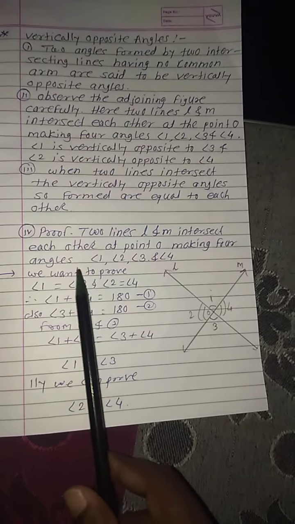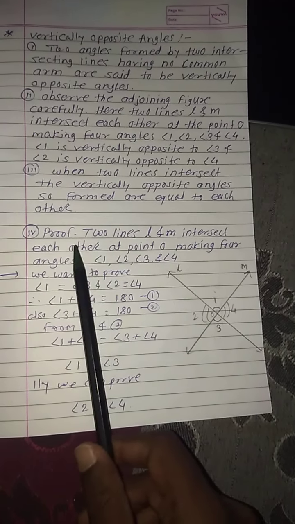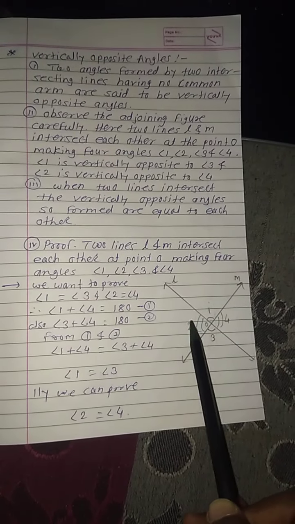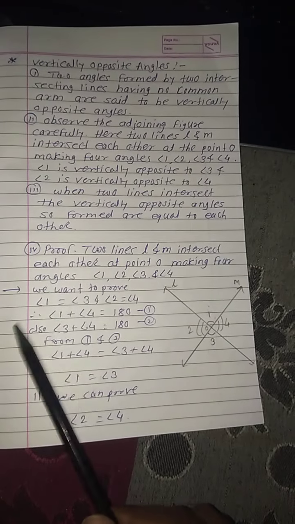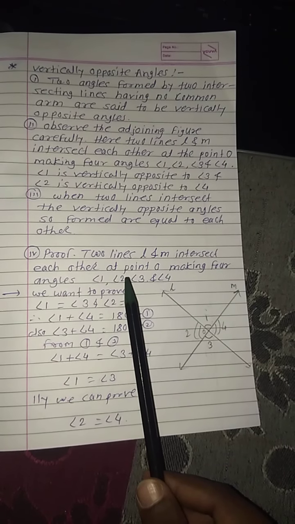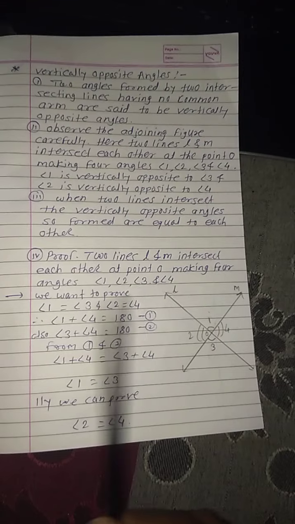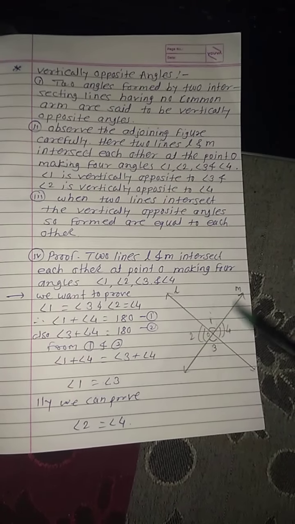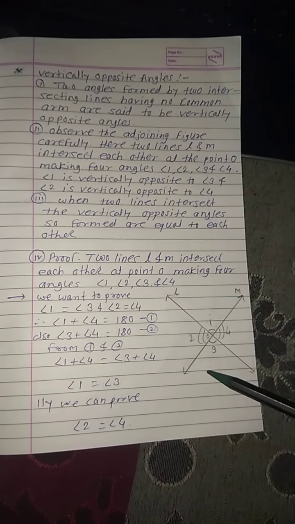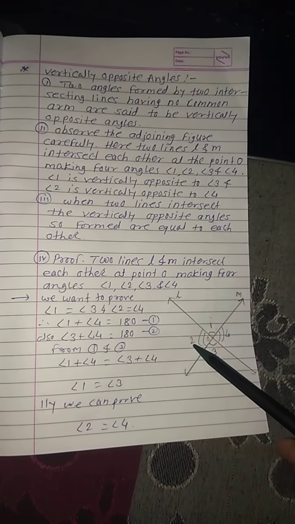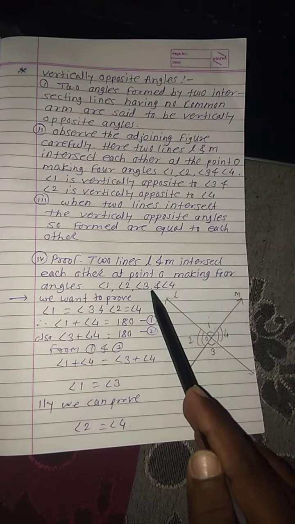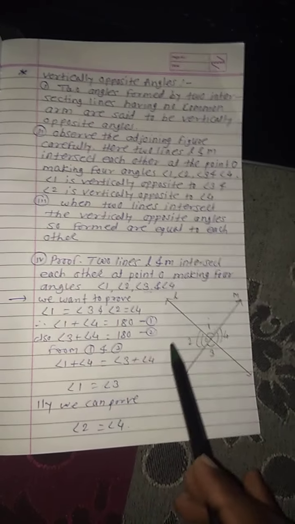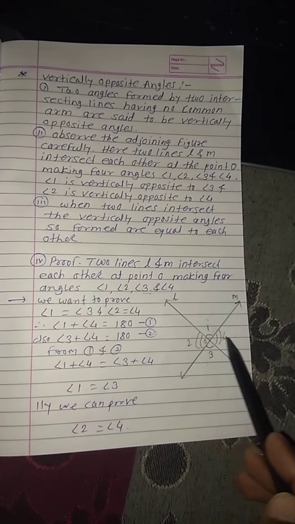Look at this diagram carefully. Proof: two lines L and M intersect each other at point O, making four angles 1, 2, 3 and 4. We have to prove that they have equal measurements. We want to prove angle 1 is equal to angle 3, and angle 2 and angle 4 have the same measure. I'll write it like this: angle 1 and angle 3 are the same, and angle 2 and angle 4 are the same.